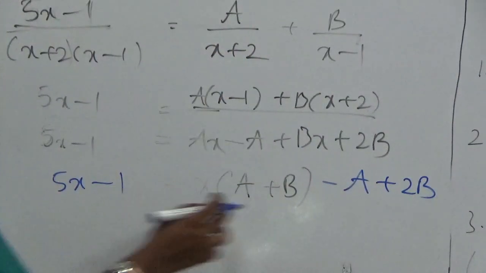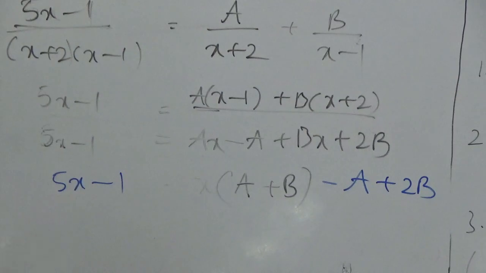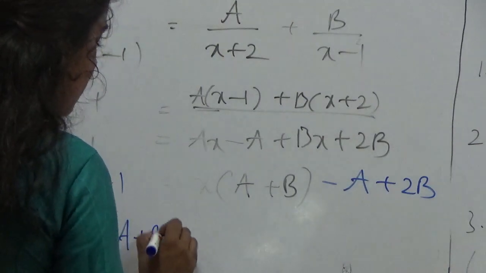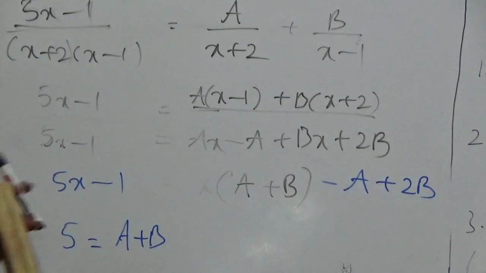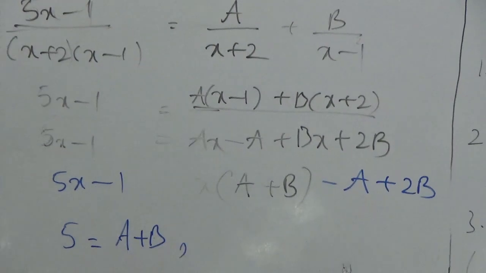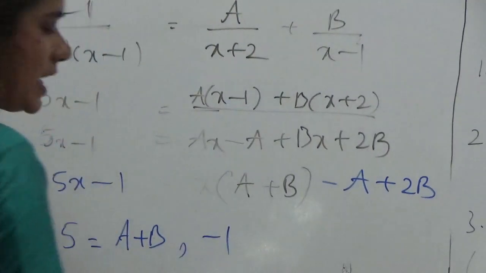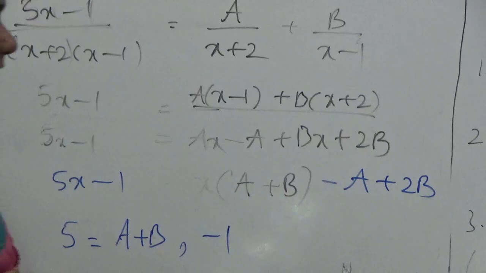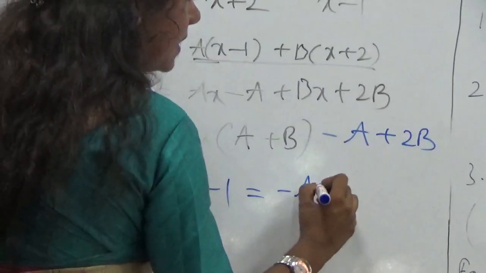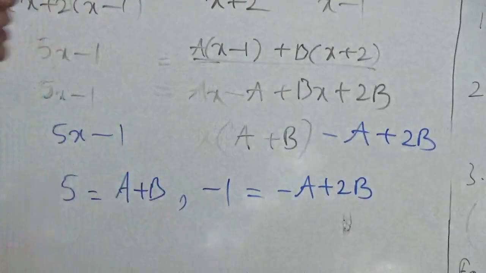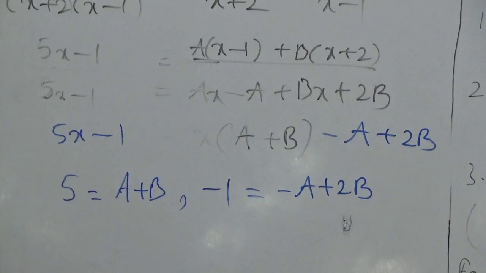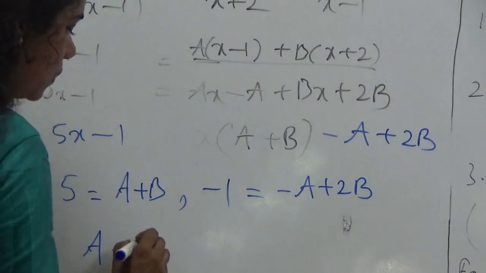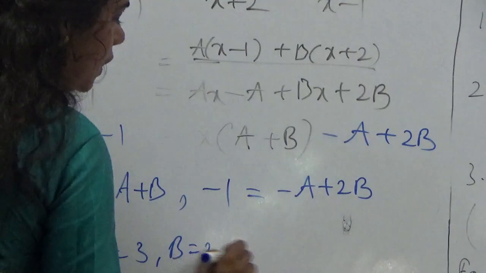So comparing the coefficients on both sides. The left hand side x coefficient is 5 and the x coefficient on the right side is A plus B. So the equation is 5 equal to A plus B. And the second equation: the constant term on the left side is minus 1 and on the right side it is minus A plus 2B. So by solving these two equations, we get A equal to 3 and B equal to 2.